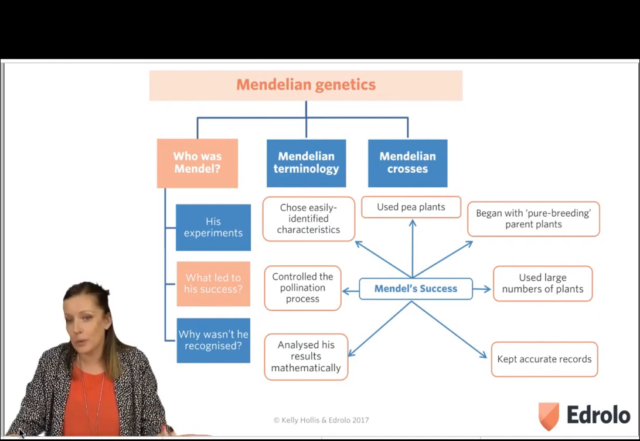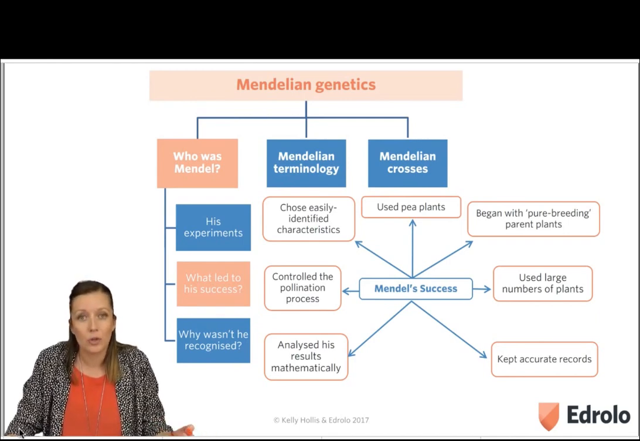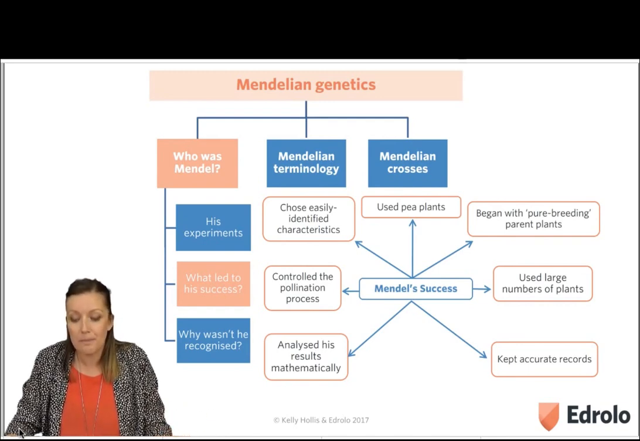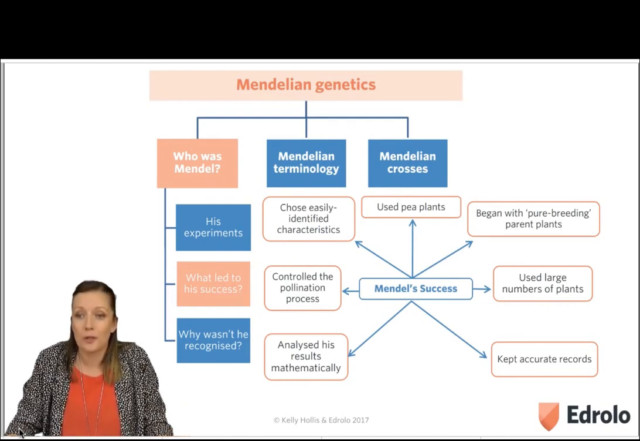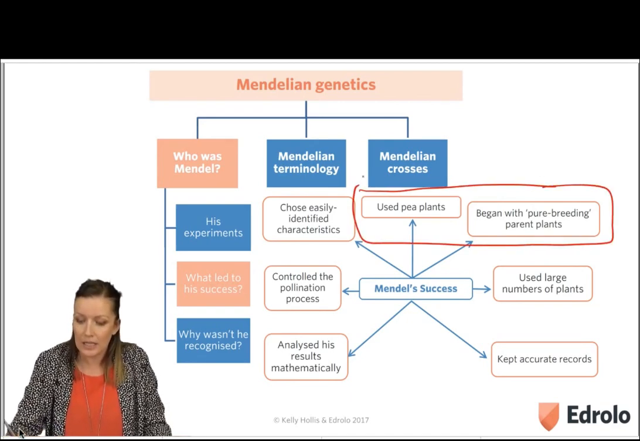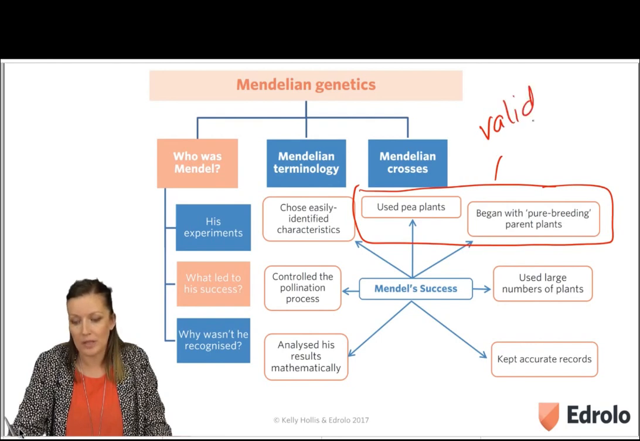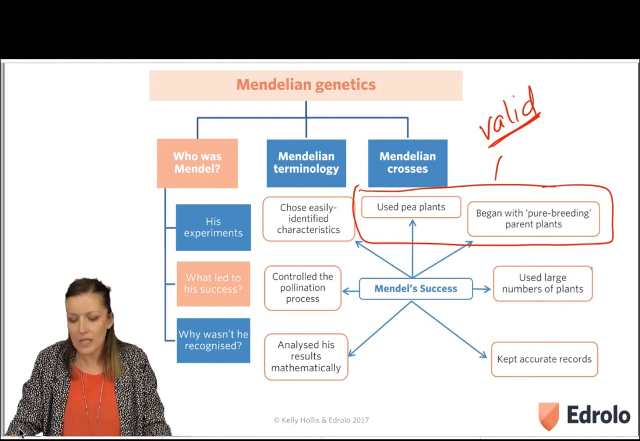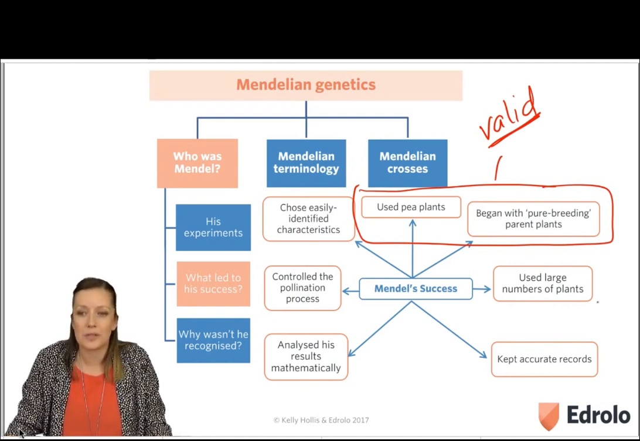He used pea plants that were easy to grow. They had relatively short life cycles, so he was able to grow lots and lots of pea plants in a short amount of time. He began with what is known as pure breeding parent plants. So he took the time before beginning his actual experiments to make sure that the plants that he was using were only going to carry on particular traits. So these two particular ones here led to his experiment being extremely valid, which we know is important when it comes to first-hand investigations.